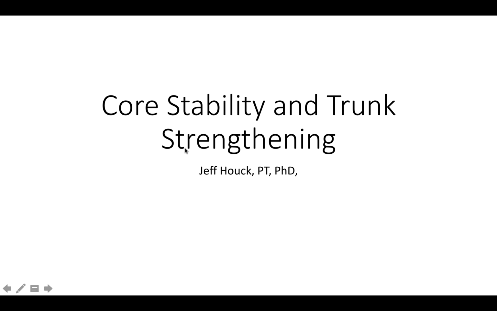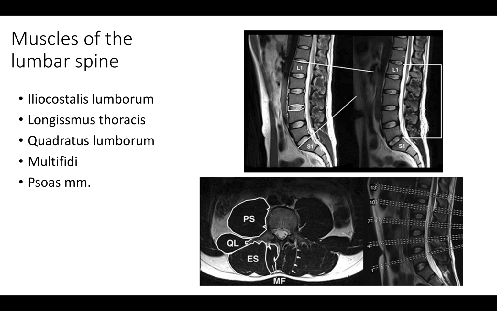So this talks about core stability and trunk strengthening, in particular with people with low back pain. The muscles of the lumbar spine include the iliocostalis lumborum, longissimus thoracis, quadratus lumborum, multifidi, and psoas muscles. And recently, there's been some excellent MRI studies of changes in exercise in people with low back pain using MRI.